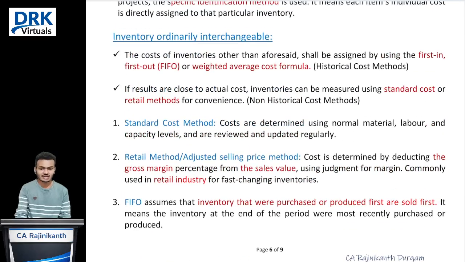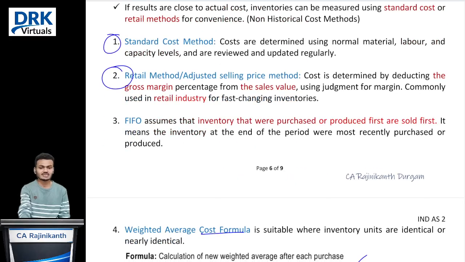And coming to the standard cost method, this is a non-historical cost method. It is of course a costing concept. What we do is determine a predetermined rate called the standard rate. When we know the actual cost, we do the variance analysis. That's it. And in case of the retail price method, we can call it the adjusted selling price method also. In this case, what we do is deduct the gross margin percentage from the sales value. That gross margin should be determined on the basis of judgment.